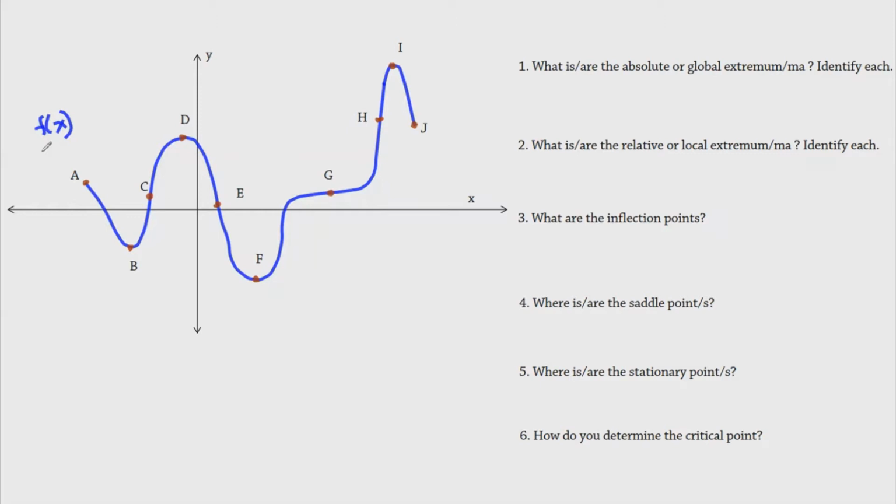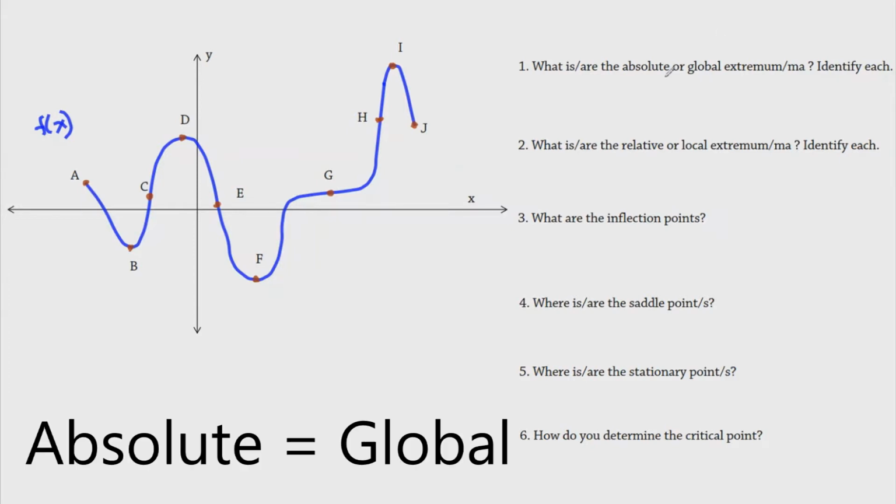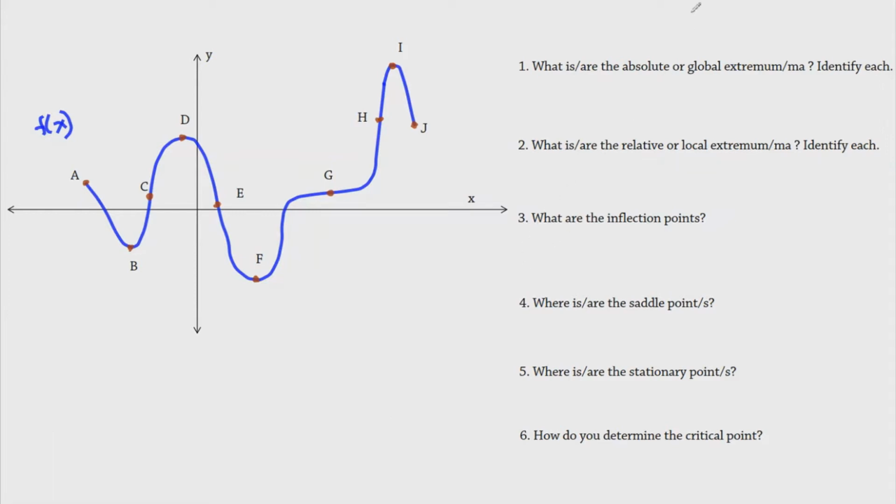Okay? So the first question is, what is or are the absolute or global extremum or extrema? Identify each. So by the way, I just want to reiterate that we have the same notation for absolute or global extrema, they mean the same thing. So when we say absolute or global, I'm referring to the same idea, that I'm referring to the highest or the lowest value in a certain graph. And extremum is the singular and extrema is the plural.